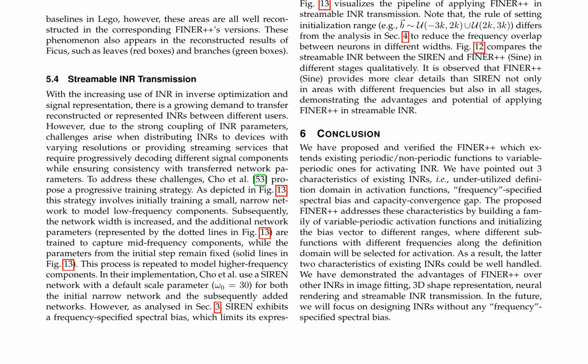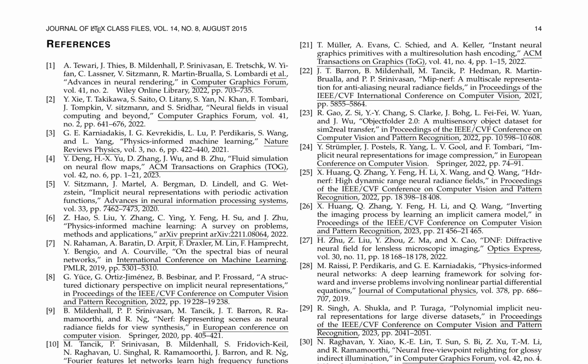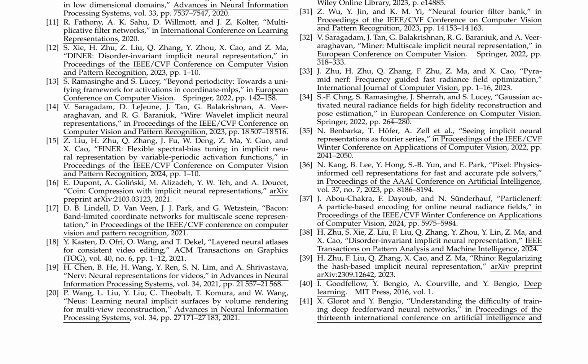They propose the use of Finer++ in streamable INR transmission, as it is inherently suitable for building streamable INR, especially in cases where the signal has high resolution. The supported frequency set could be significantly manipulated by scaling the initialization range of the bias vector in the widened network parameters. The authors demonstrate the advantages of Finer++ over other INRs in image fitting, 3D shape representation, neural rendering, and streamable INR transmission. They also discuss future work, including designing INRs without any frequency-specified spectral bias.